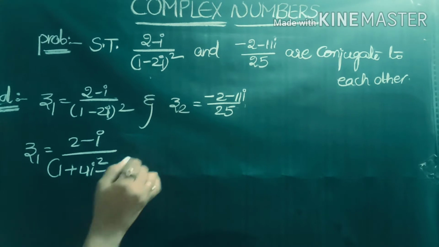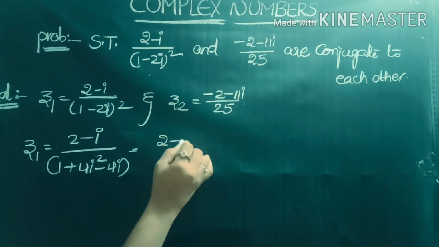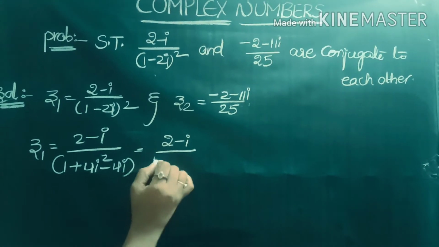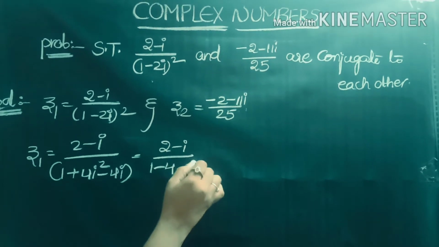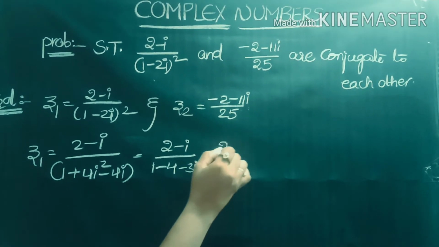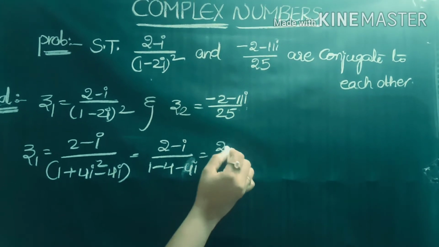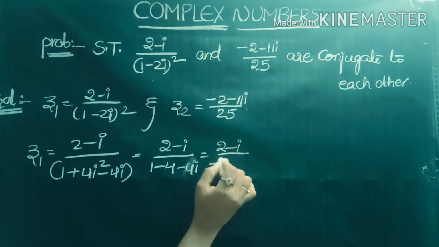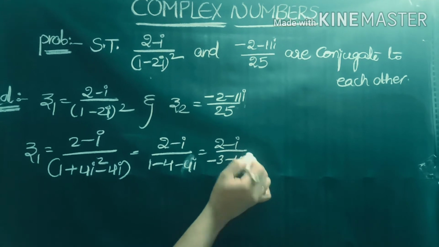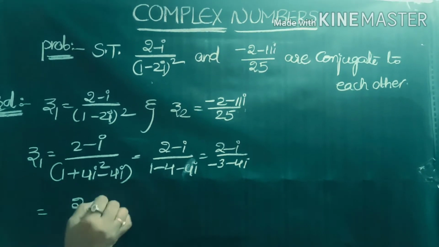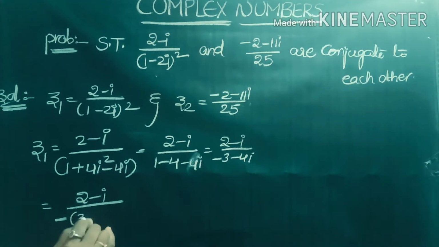taking the expansion, and this is equal to (2 - i)/(1 - 4 - 4i). i² is equal to -1, and this is equal to (2 - i)/(-3 - 4i), and this is equal to (2 - i)/(-(3 + 4i)).